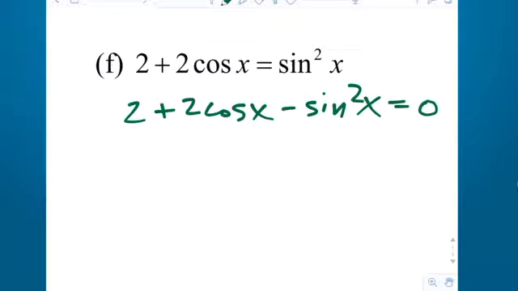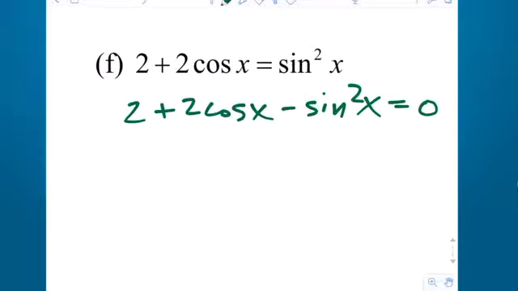And then you look for a common factor. There is no common factor other than 1 or negative 1. It looks kind of like a quadratic trinomial, right? You have a squared term, a non-squared term, and a constant. But what do you notice? Your functions are different. It's like an x squared and a y.